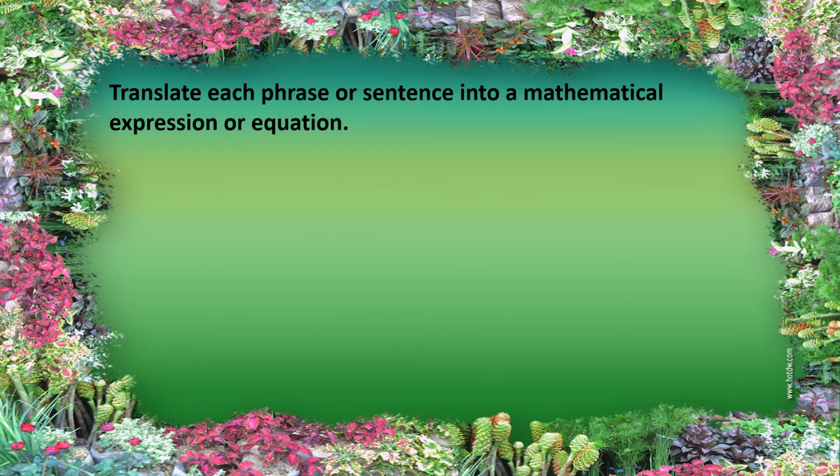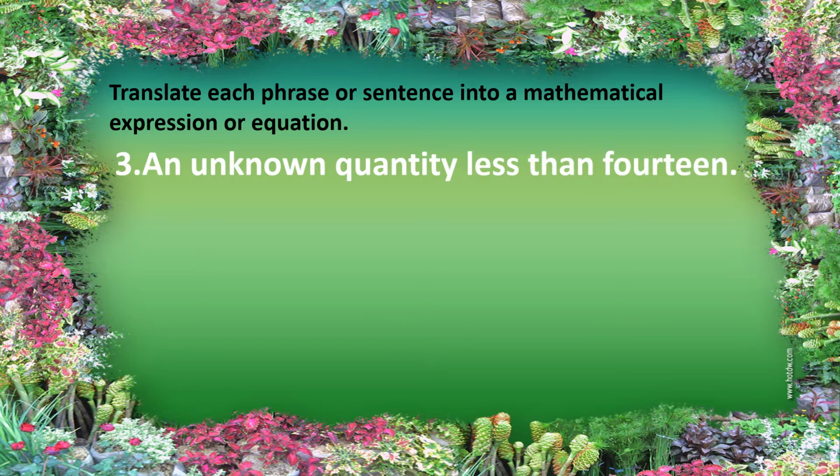Next question. An unknown quantity less than 14. Here first we should write 14. 14 less than means what operation? Subtraction. So we can replace an unknown quantity by x. So how will you write this? Tell me. 14 minus x. Very good. 14 minus x.